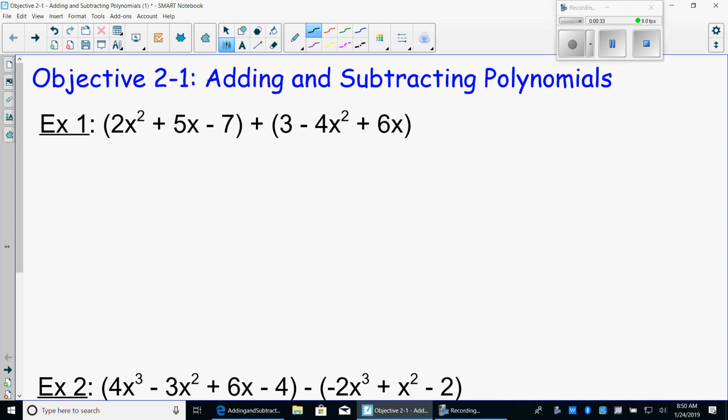Like we're going to add 2x squared with what? What would match with 2x squared? Negative 4x squared, okay? I like to put mine vertically in columns, and I think you're going to like this most of the time when I teach this. I'm going to put mine in columns, and I'm going to organize it as we go. Okay, you don't have to do this.